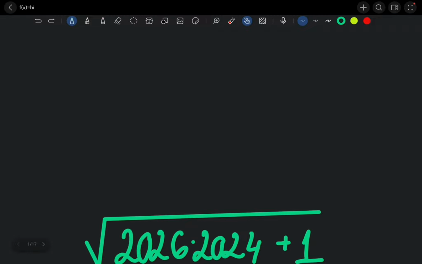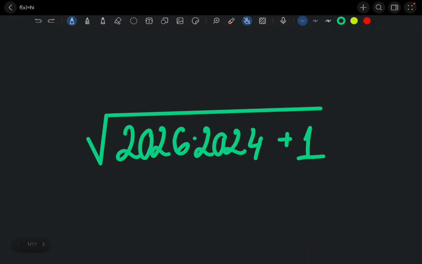Okay, so today we are about to solve one, if not the hardest math problem that I have encountered in my entire life. So get ready. The square root of 2026 times 2024 plus 1. Okay, now jokes aside, how do we find the exact value of, let's call this, I don't know, e?